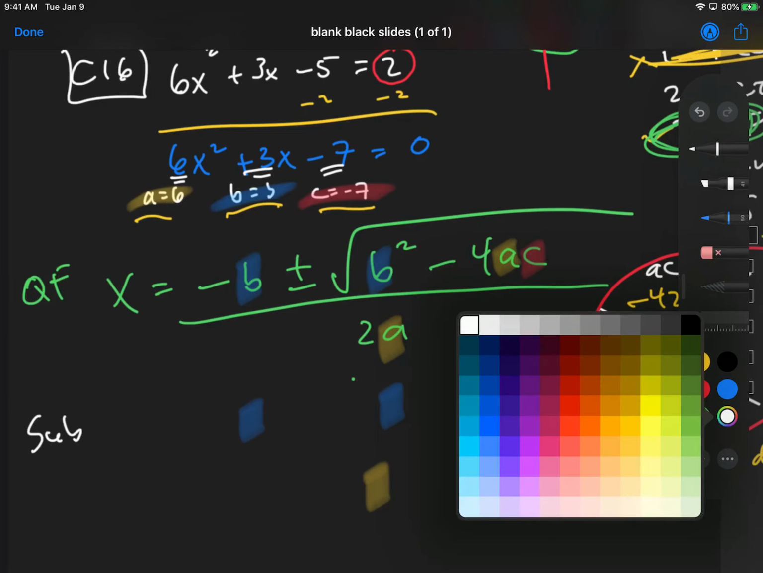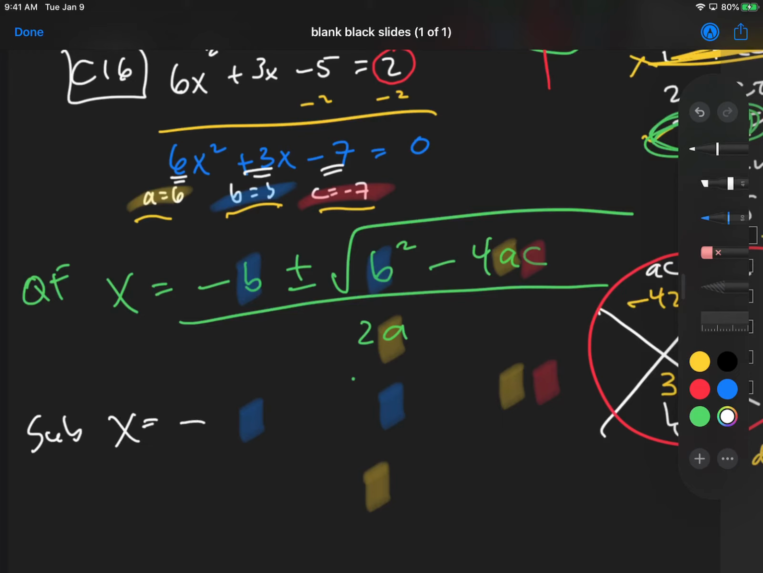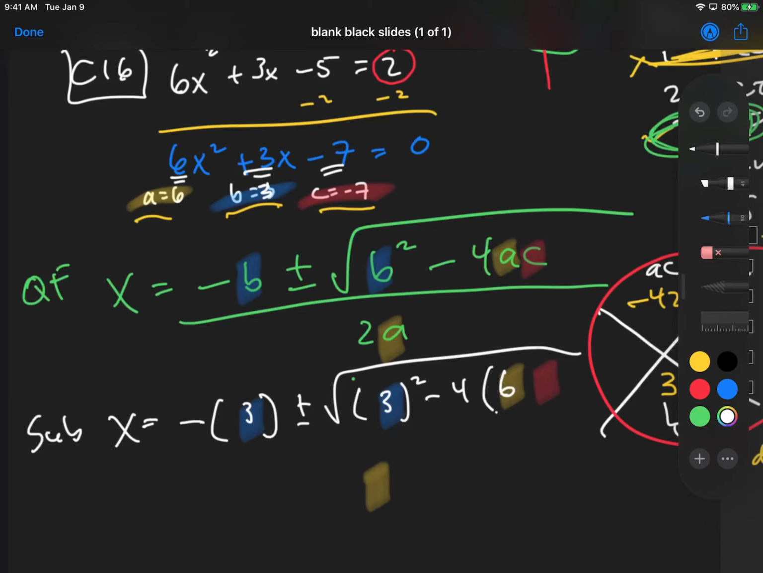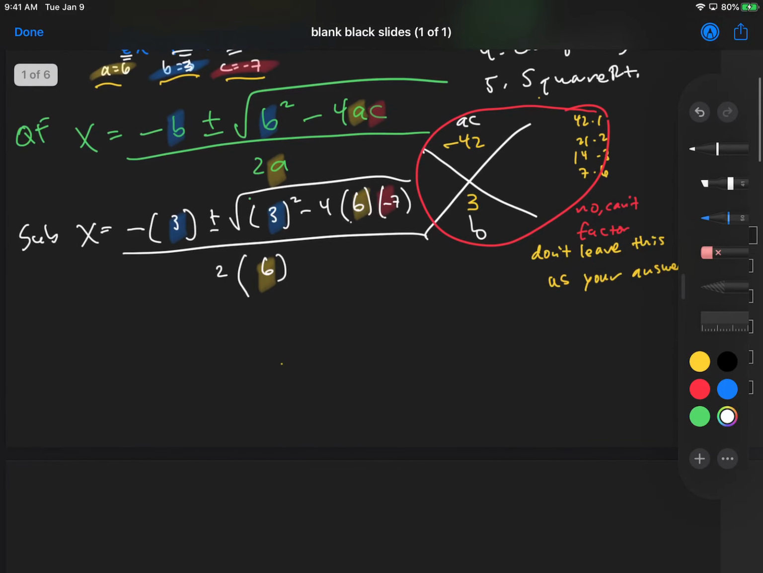So I have x equals negative the b value, which is 3, plus or minus the square root of 3 squared minus 4 times the a value, which is 6, and my c value is -7, all over 2 times my a value, which is 6. All right, let's go ahead now and simplify.